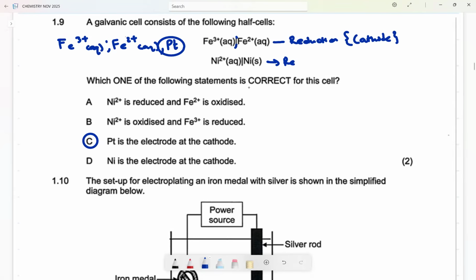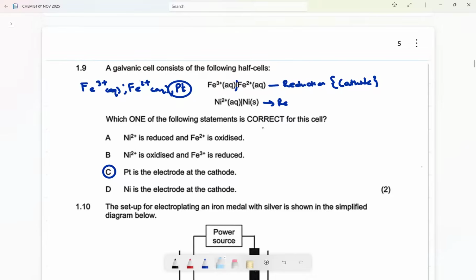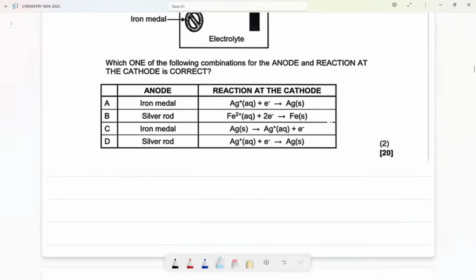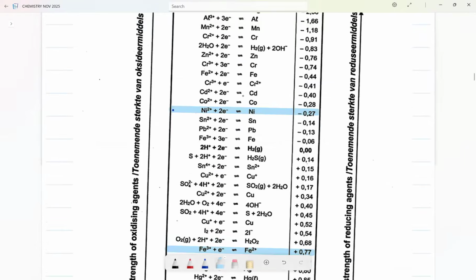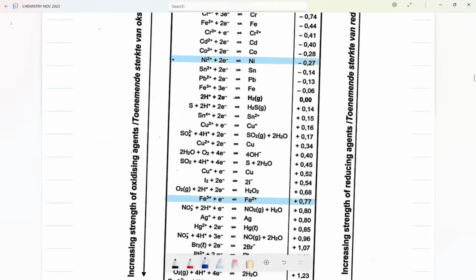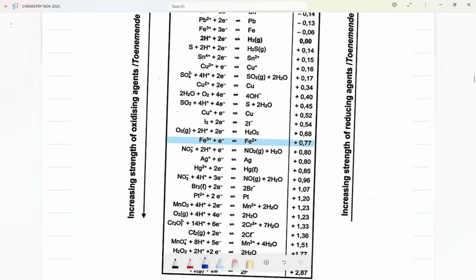Let me now try to fetch a reduction table so that it will make more sense. Okay, now I want us to look between Fe3+ and nickel, which one will undergo oxidation. Now here we have those two. So let's see which one has a stronger. The strength of oxidizing agent increases like this, so it means Fe3+ is a stronger oxidizing agent than nickel.